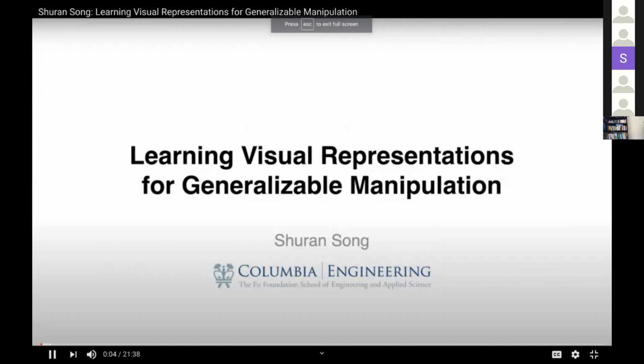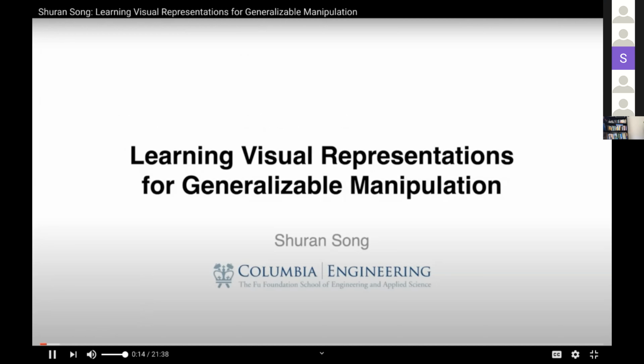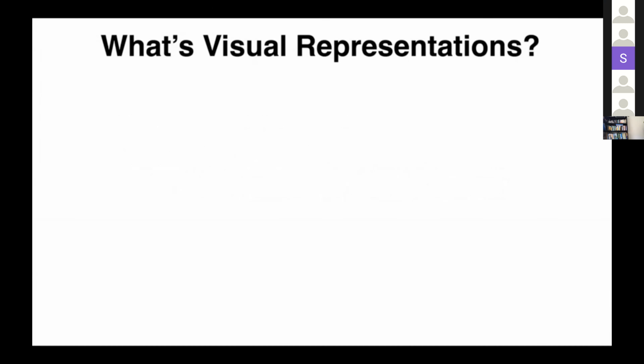Hello, everyone. Thank you for attending this virtual workshop. I'm Shuran, and today I'm going to talk about our work on learning visual representation for generalizable manipulation. So first, let's talk about what visual representations are and why they're important for robot manipulation.